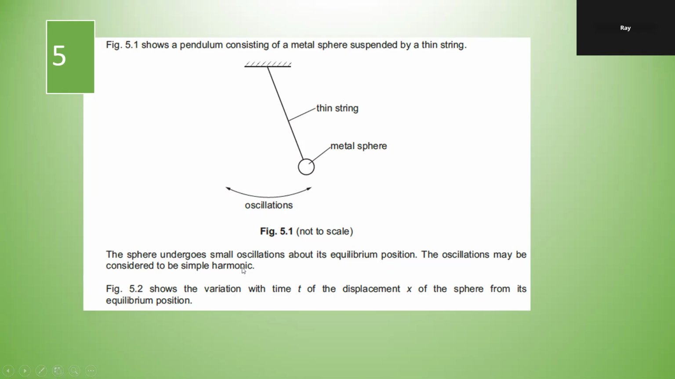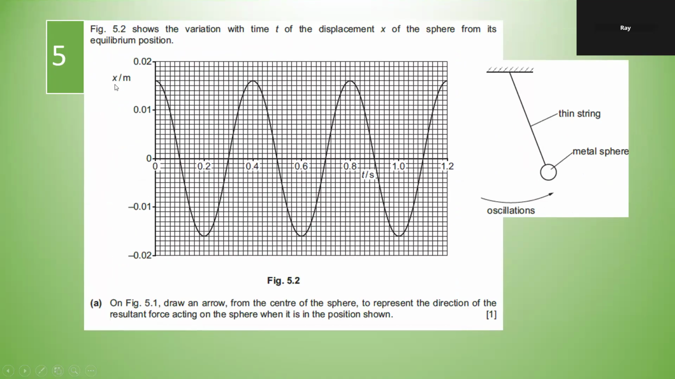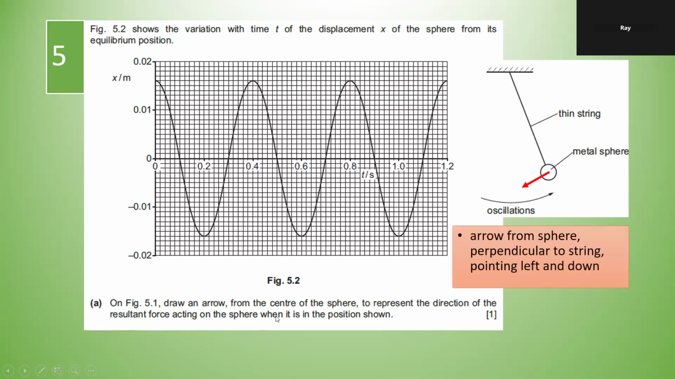The sphere undergoes small oscillation about its equilibrium position. The oscillations may be considered as simple harmonic. Figure 5.2 shows the variation with time t of displacement x of the sphere from its equilibrium position. On figure 5.1, draw an arrow from the center of the sphere to represent the direction of the resulting force acting on the sphere when it is in the position shown. Right, that's all. Draw the arrow there. That's the marking scheme.